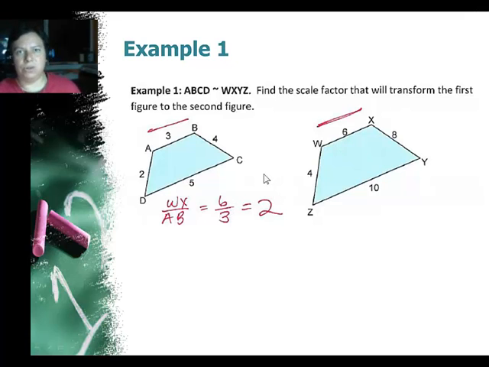Now this scale factor should apply to every pair of corresponding sides. So let's double check. 8 to 4 is 2 to 1. 10 to 5 is 2 to 1. 4 to 2 is 2 to 1. So these polygons are definitely similar.